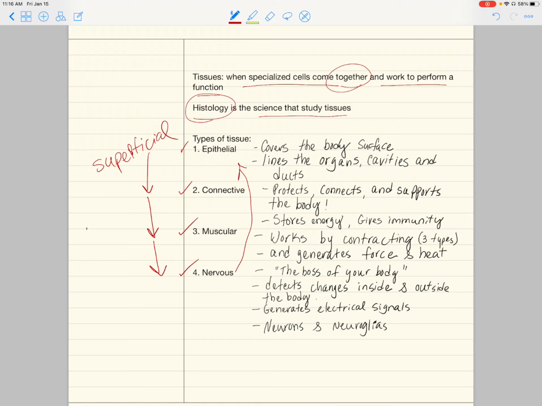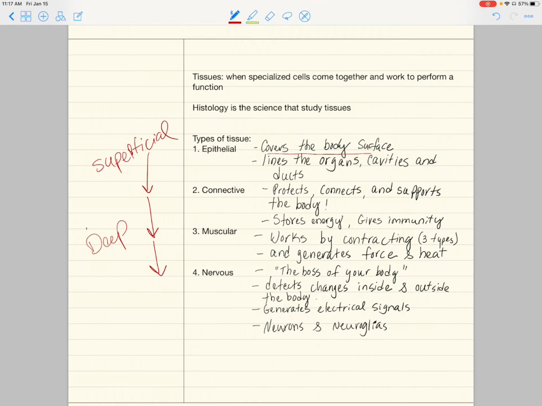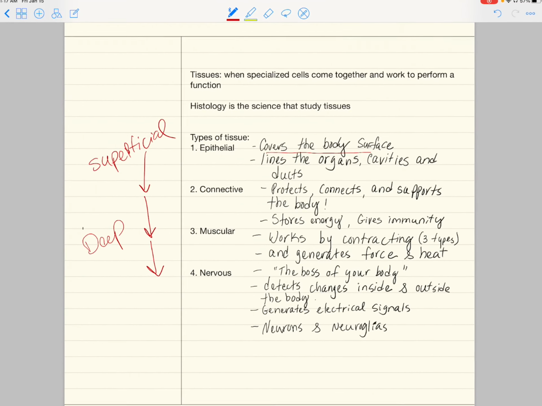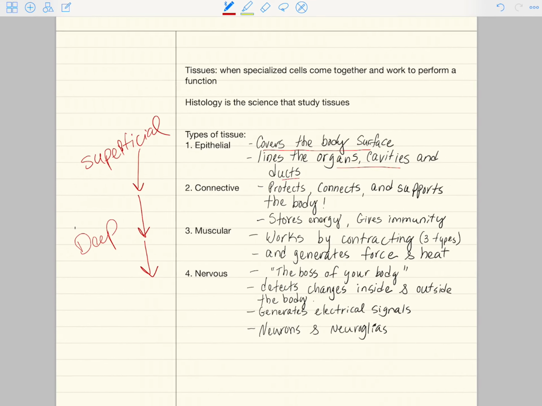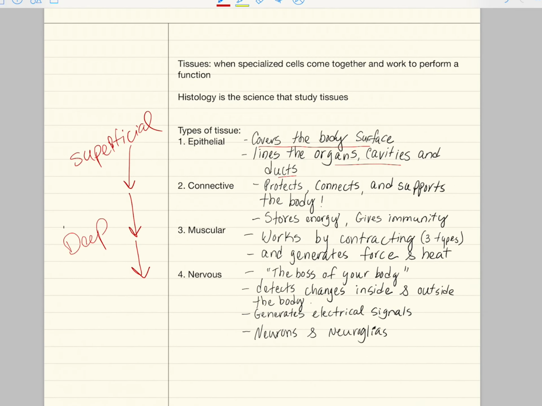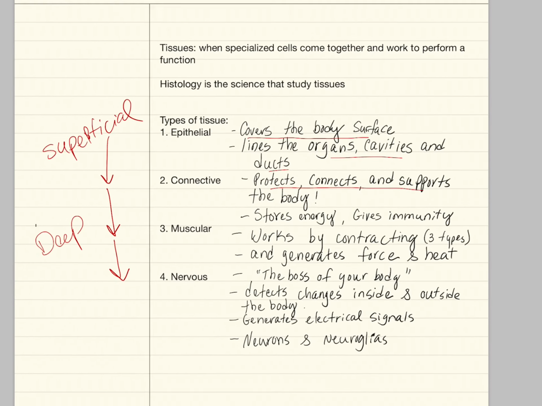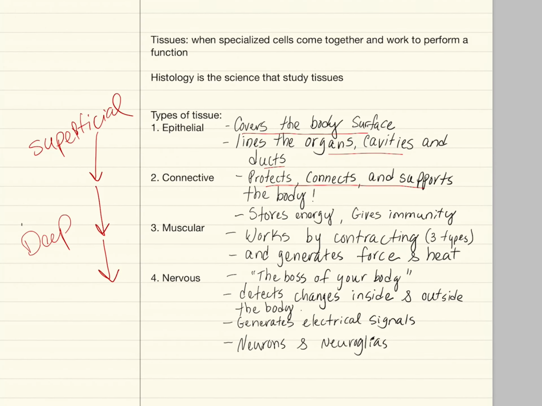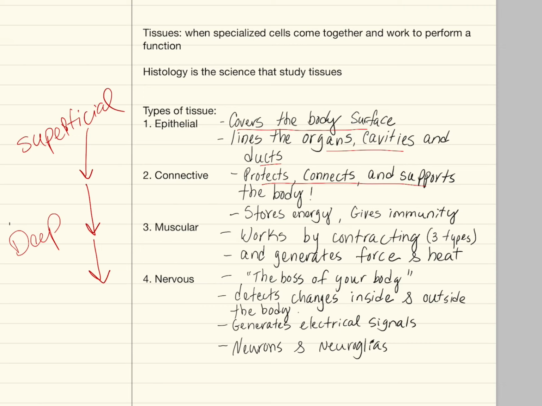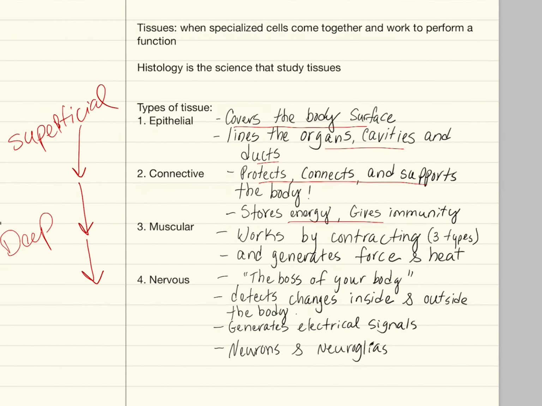Now let's describe these 4 types of tissue. The first one is the epithelial tissue. The epithelial tissue covers the body surface and lines hollow organs, body cavities, and ducts. The second one is the connective tissue, which protects and supports the body. It also binds, stores energy, and provides immunity.